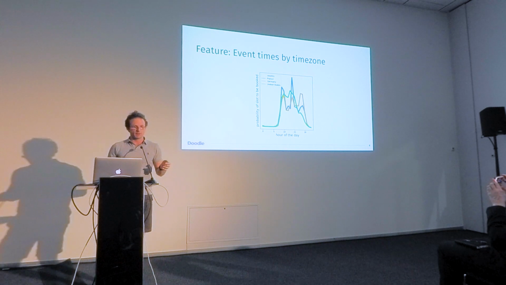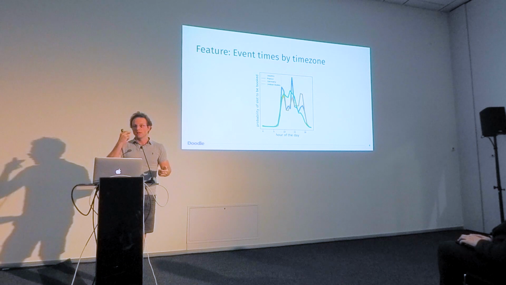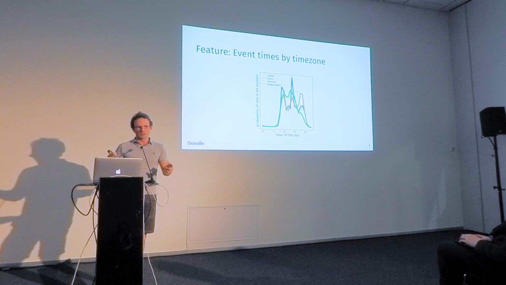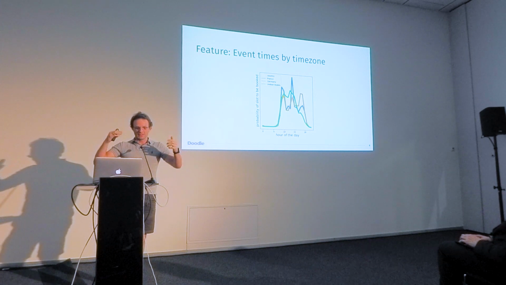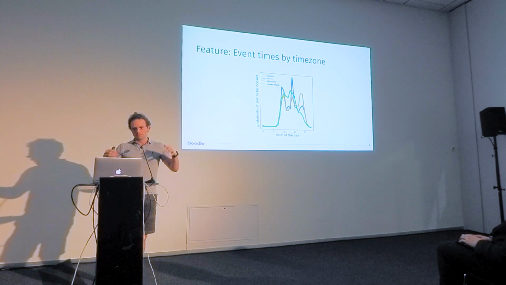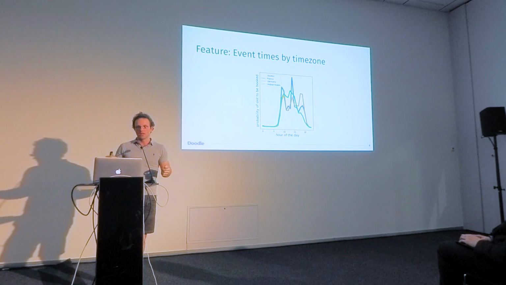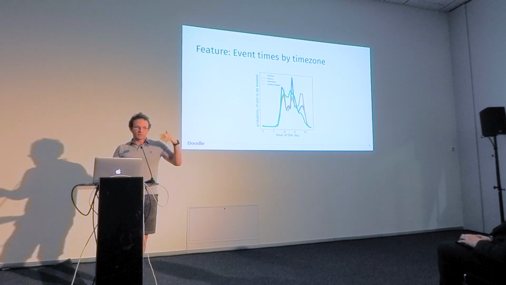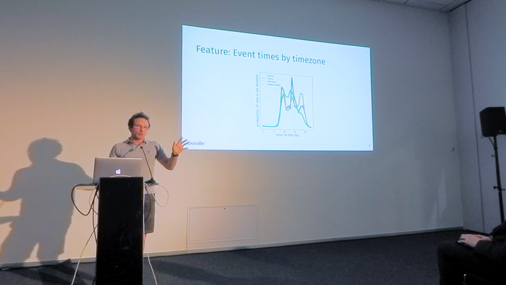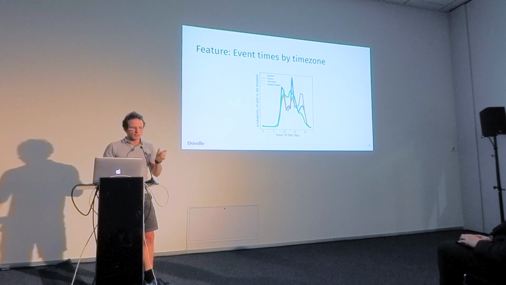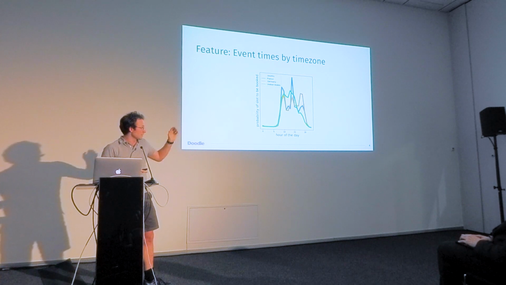Another strong feature is the free text that users enter. Because if you create a doodle, you usually want your participants to know what this is about, so that they have some idea what they're actually voting on. And these titles and descriptions contain a surprising amount of information. So we also built a feature generator that would tell us, for a given title, what the most likely hours are, what the probabilities are that this meeting or event is scheduled at a certain time of the day. And these are some examples.